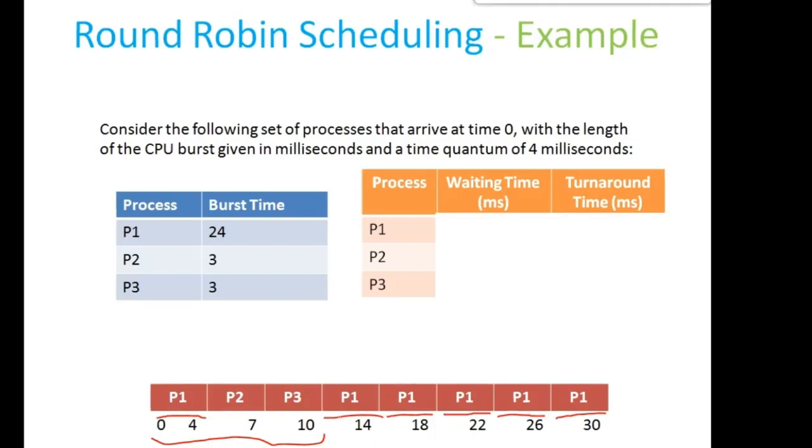So what about P1's turnaround time? So the turnaround time is 30 milliseconds. That is the total time taken for completion. Okay, so it is 30 milliseconds.